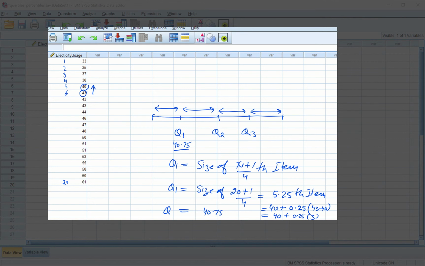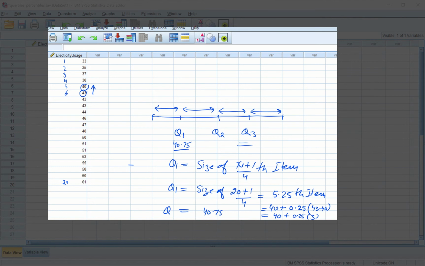This way SPSS can do these calculations without actually arranging the data in ascending order, and without actually going into these formulas. So SPSS can quickly calculate these values for us.